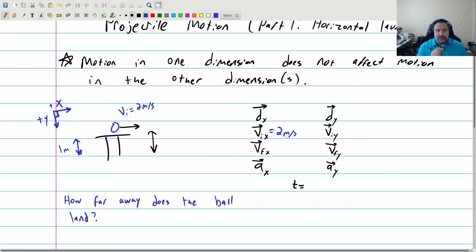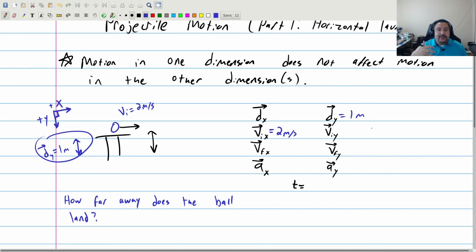I also know that the height of the table is 1 meter. That's going to be the displacement in the y direction, so dy is going to be 1 meter. And the ball goes from the top to the bottom, so it goes downward, so that dy is positive, because we said downward was positive. Okay, there's a couple other things we know.